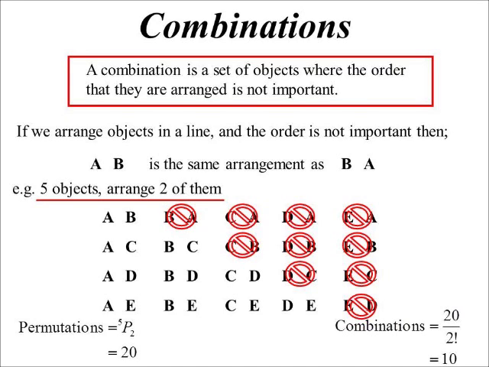10 is our 20 divided by 2 factorial. The number of ways those 2 objects could have been arranged. But because we don't care about their arrangements, then I divide by the number of ways they could be arranged, because I'm only interested in one way, and that's if I use those 2.